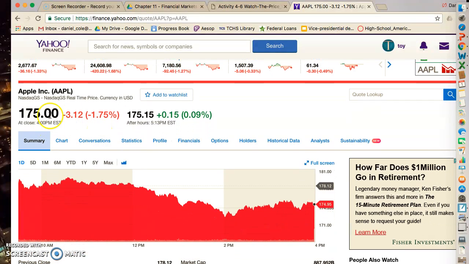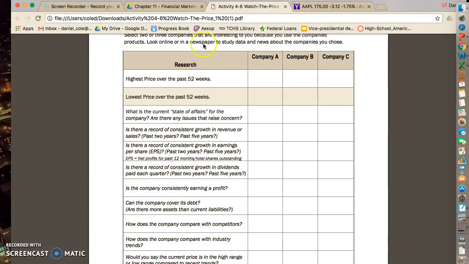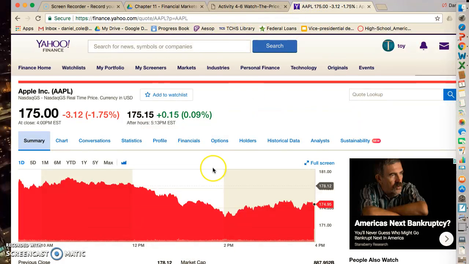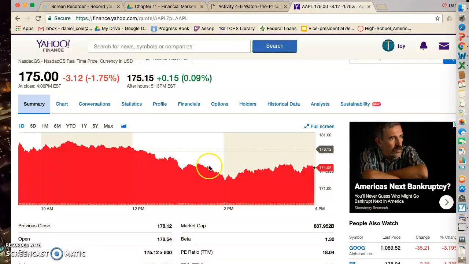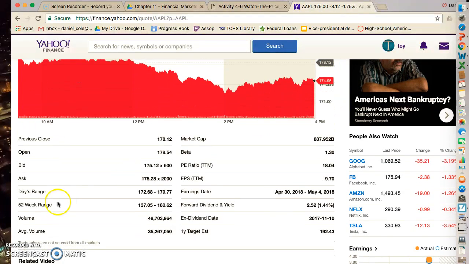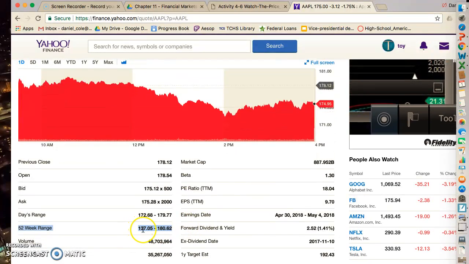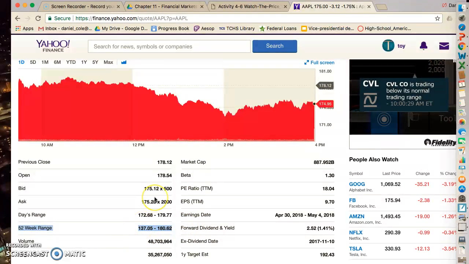We're going to try to predict if Apple's going to be a good stock to invest in or a not so good stock to invest in. The first thing we have to do is find, over the last 52 weeks, what has been the highest price and the lowest price. What has been its range? To find that, you're going to scroll down to where it says 52-week range. We can see that in the last year, the price has gone all the way up to $180, about $5 more than it is now, but also sank all the way to $137.